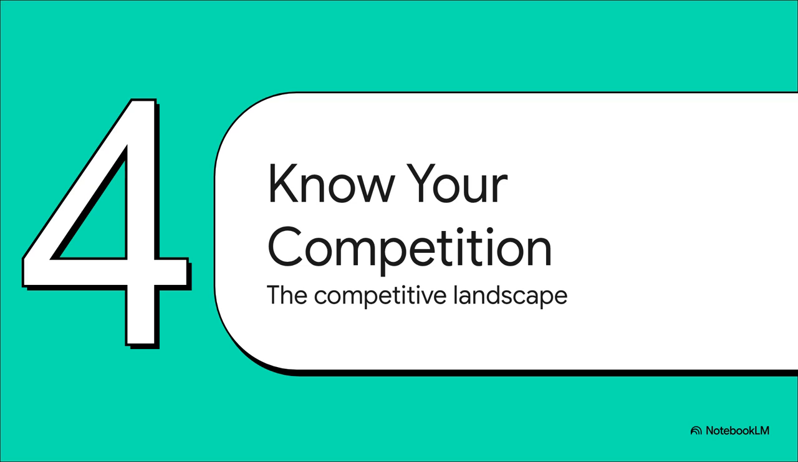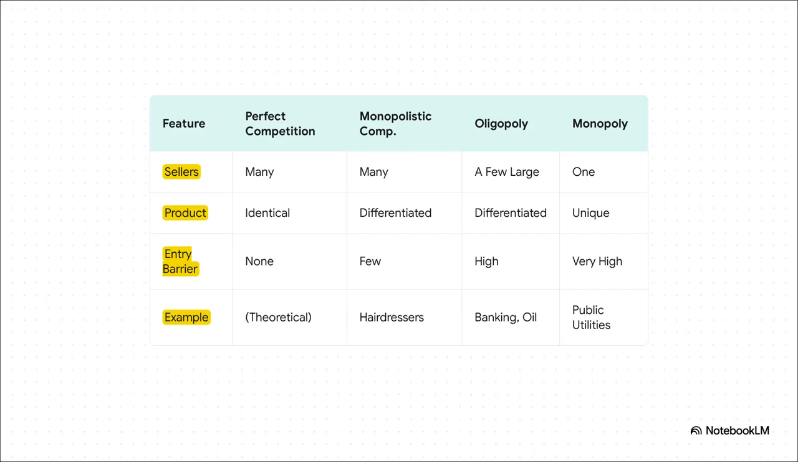So let's pull our view back out a little and take a look at the competitive landscape. And here's the thing: not all competitive landscapes are the same. They can look really different. On one end of the spectrum, you've got something called perfect competition. Tons of businesses selling the exact same thing. On the other extreme, you have a monopoly, just one company in charge of everything. In between, you have things like monopolistic competition, like hairdressers or pubs, and oligopolies, with just a few big players, like in banking or oil.